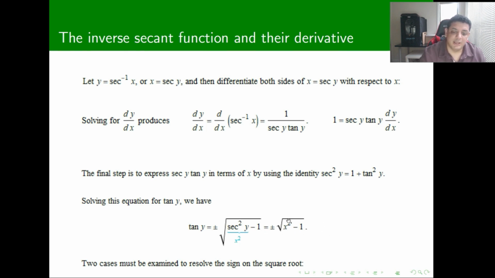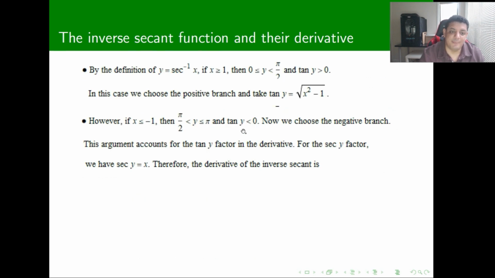Okay? And so in this scenario, we need to examine and resolve the sign for the square root here. And that happens by definition of the secant. If x is bigger than 1, then we're going to have that y is between 0 and pi half. And so that means that the tangent is bigger than 0.